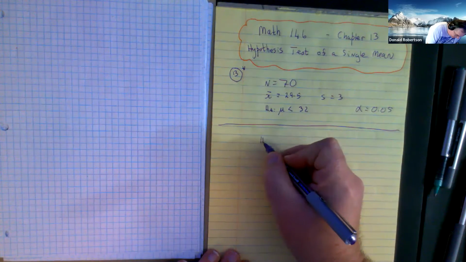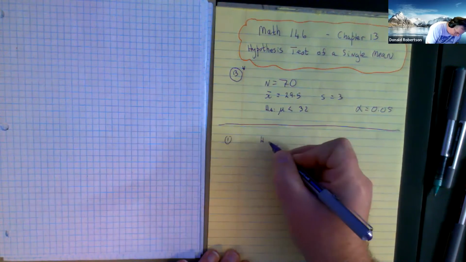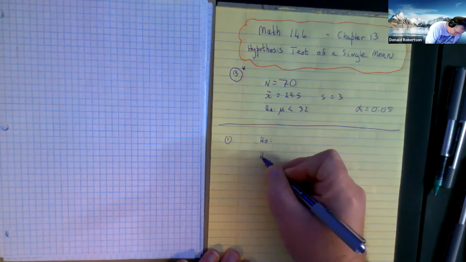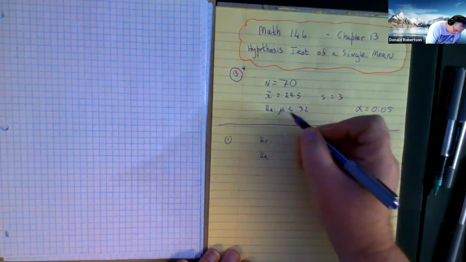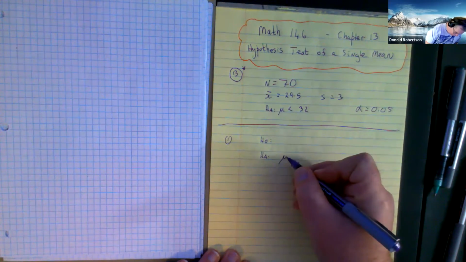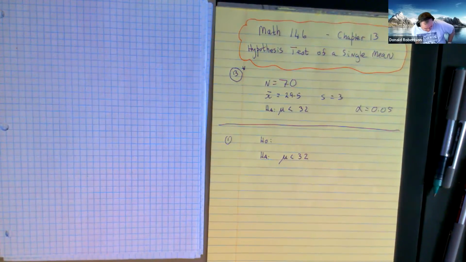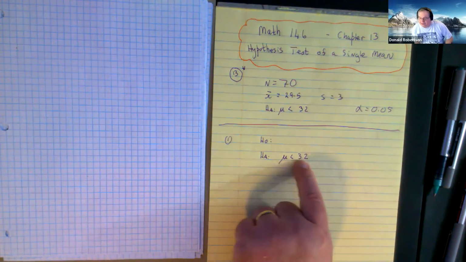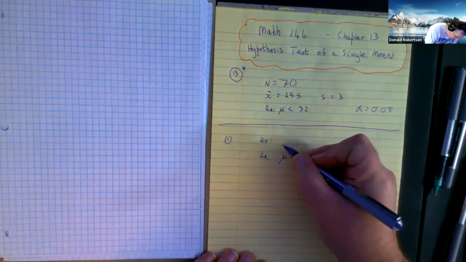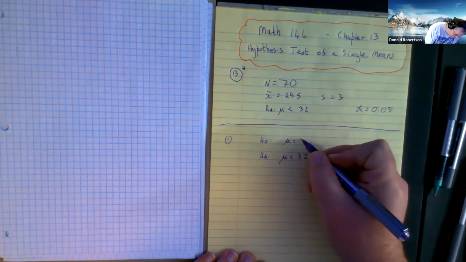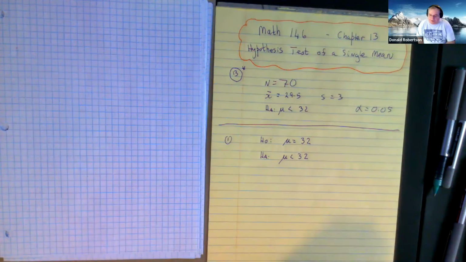So first thing I'm going to do is set up the null and the alternate. And I've already put the alternate down. I know that that's the alternate because in the story they said they'd like to see whether they could prove it's less than 32. Are you happy that the null would be equal to 32 then?